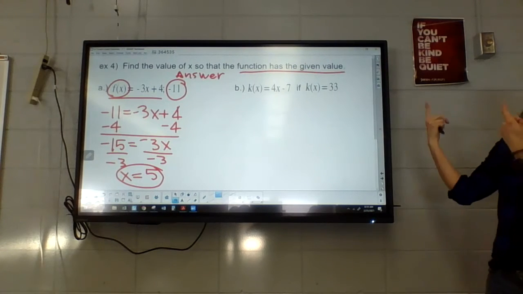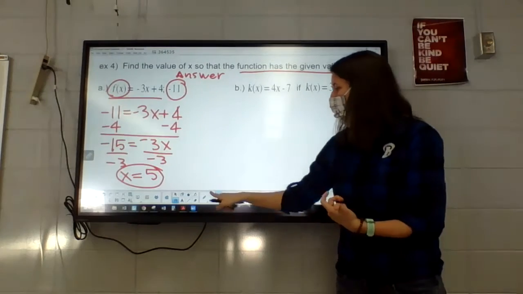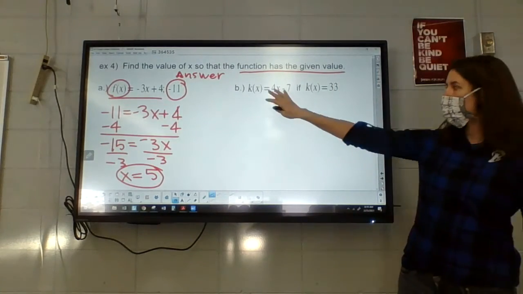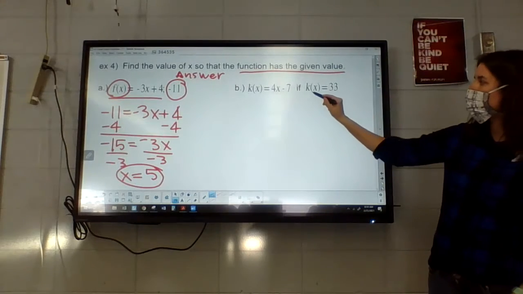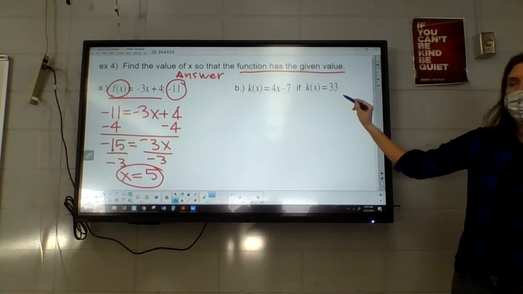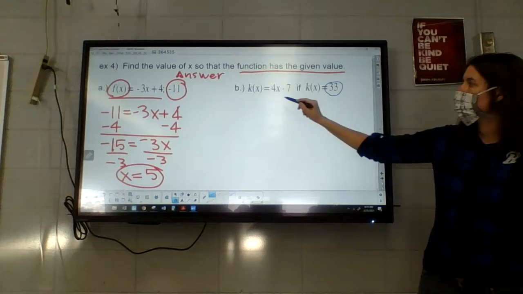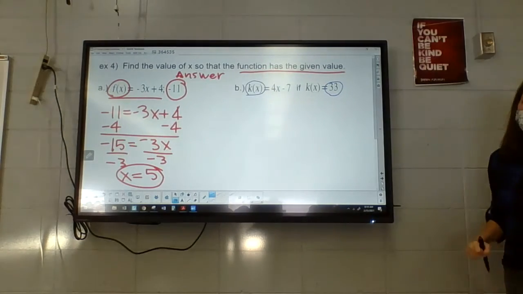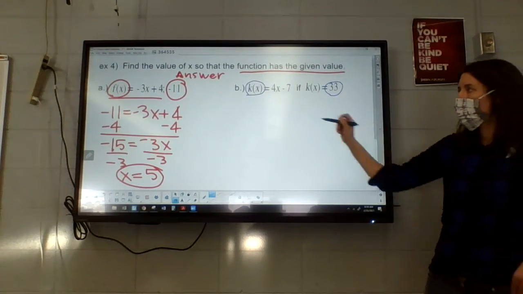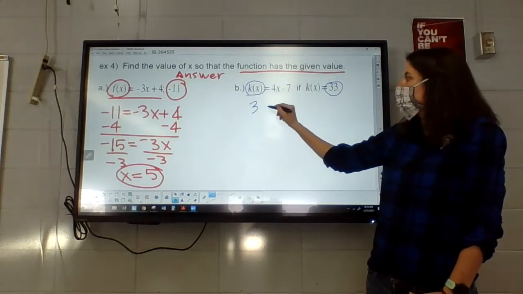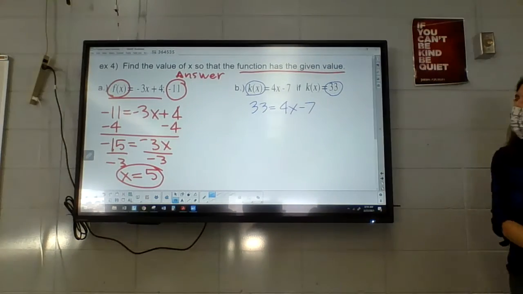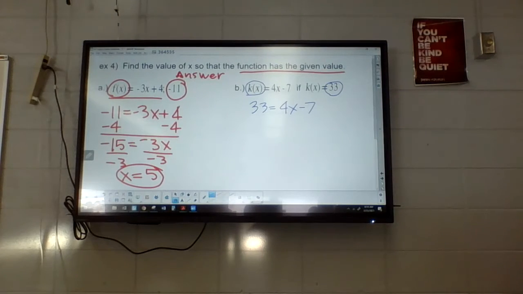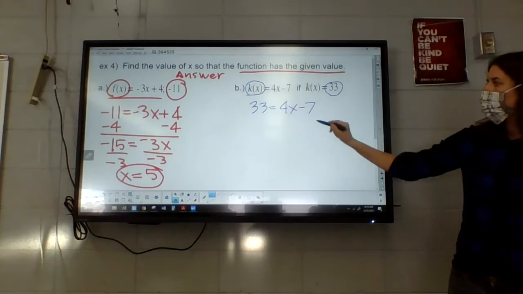Now this one is another way that I've seen it written as well. This time it says k of x, again a new function name, 4x minus 7, but now they're telling us the function equals 33. So they're again giving us this value. So we're going to put 33 in for where the function is. So we're going to move that 7 over.